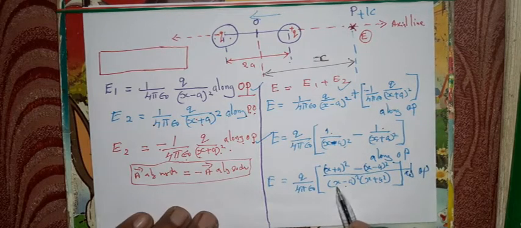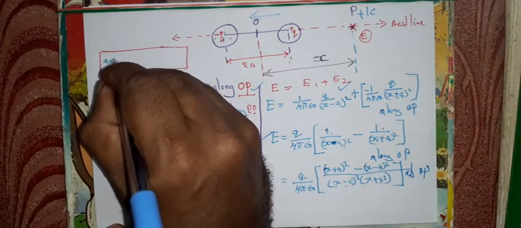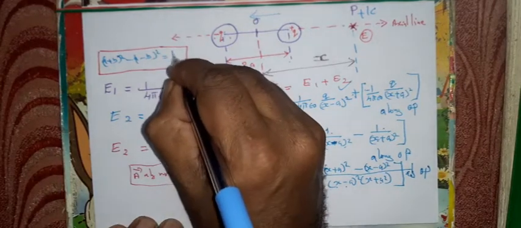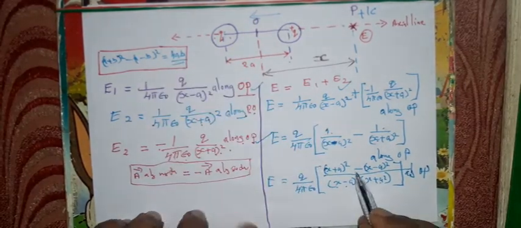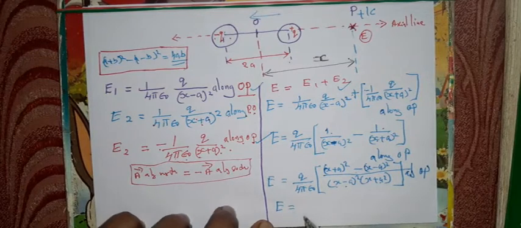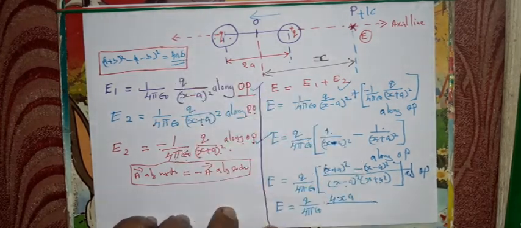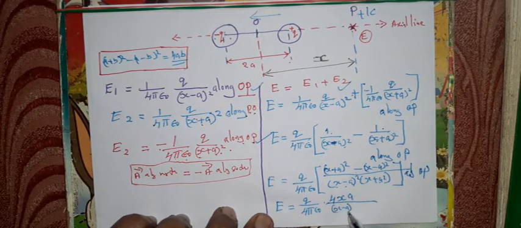Here we can use the identity. We have the identity like this: (A plus B) the whole square minus (A minus B) the whole square is equal to 4AB. This identity we are using here. Therefore, you are getting the expression equal to Q by 4 pi epsilon 0 into 4AB, that is, 4XA. 4AB is the formula used. This can be written as (X minus A) into (X plus A) the whole square.